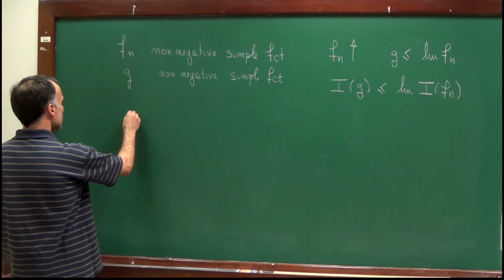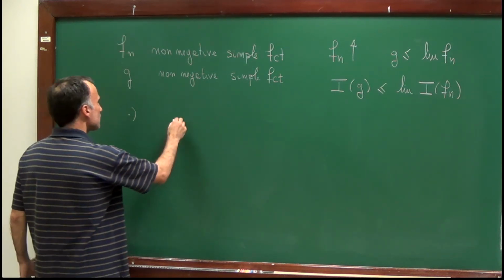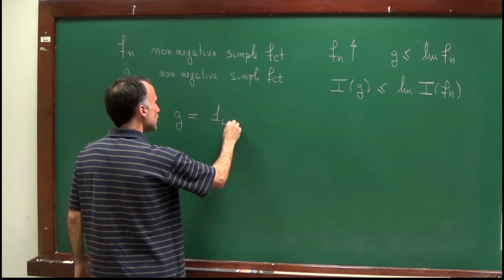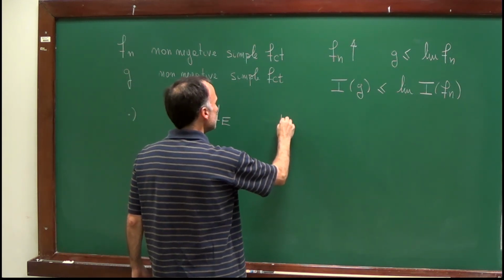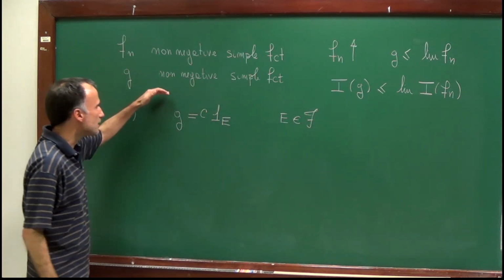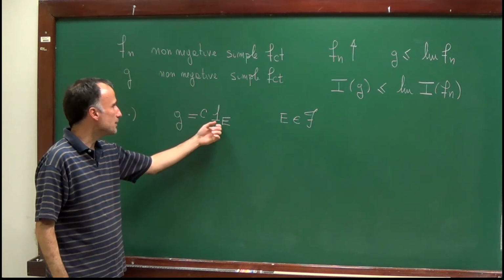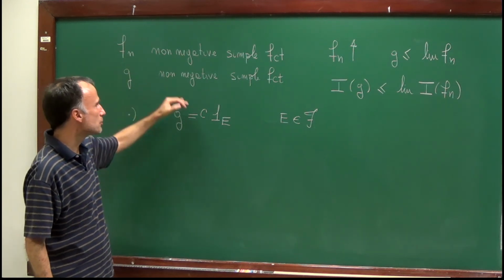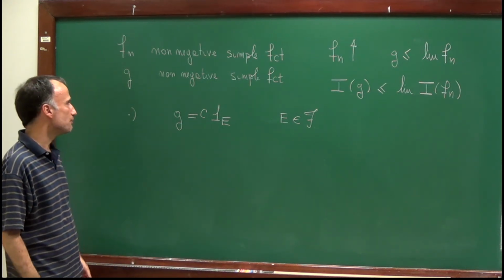So first, I know that g is a simple function, but I will make the assumption that g is in fact the indicator of a set E times a constant c. So E is an element of F, and I will prove this statement in this very simple case, and by using this result I will extend it to all non-negative simple functions using the linearity of the integral which we proved at the beginning of this lecture.